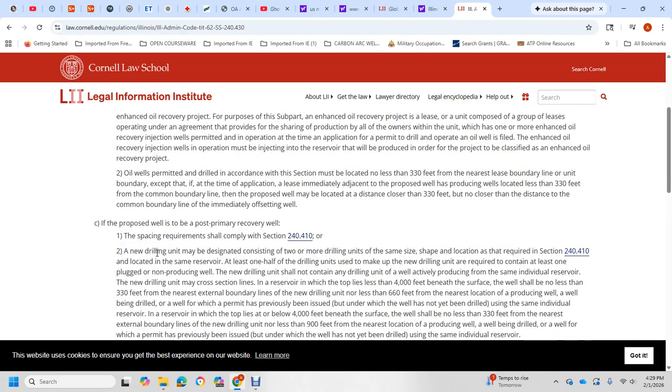Oil wells drilled in accordance with this subsection shall be not less than 330 feet from the nearest lease boundary or unit boundary. Exempt at the time of allocation, the producing well located less than 330 feet from the common boundary line with the proposed well, but located at a distance of 330 feet, no closer than the distance to the common boundary line immediately offsetting the well. For the proposed well, the post-primary recovery well spacing requirement shall be as in 244.10.